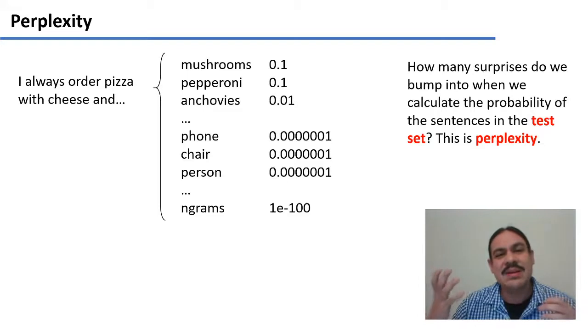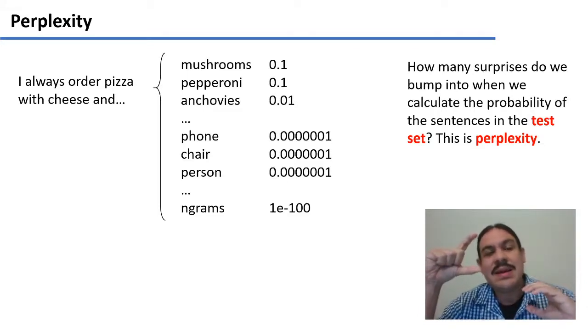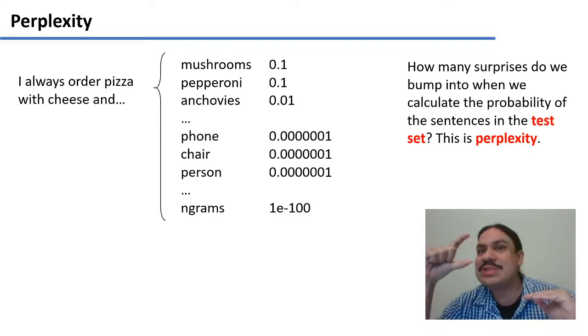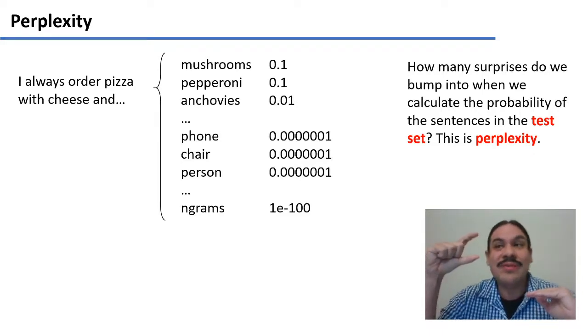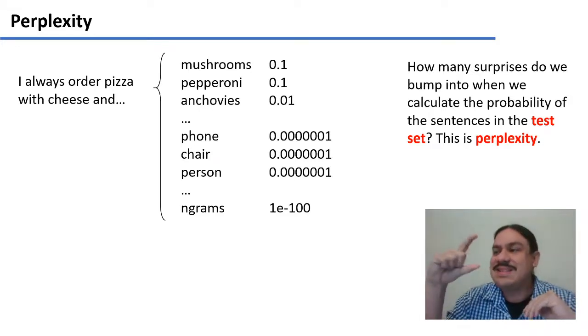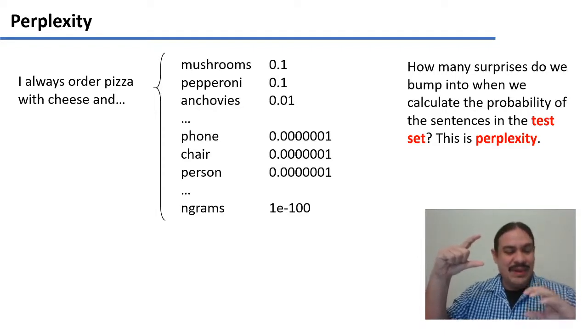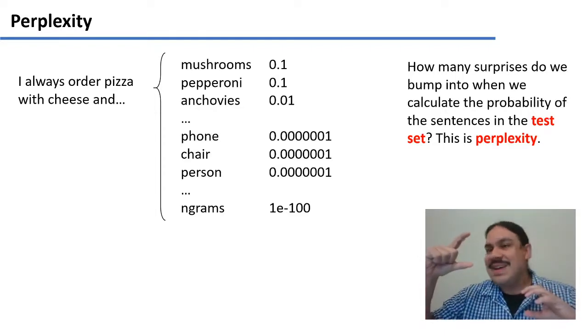But what would happen if there was a mismatch between them? If your testing set had sentences like, I always order pizza with cheese and phone, with cheese and chair, with cheese and person, for example. Or what if it had sentences like, I always order pizza with cheese and n-grams? These sentences would be very surprising to our n-gram model because it never saw anything like them. It would cause it a lot of perplexity. You'd find that your model is very perplexed at finding these strange sentences in the test.